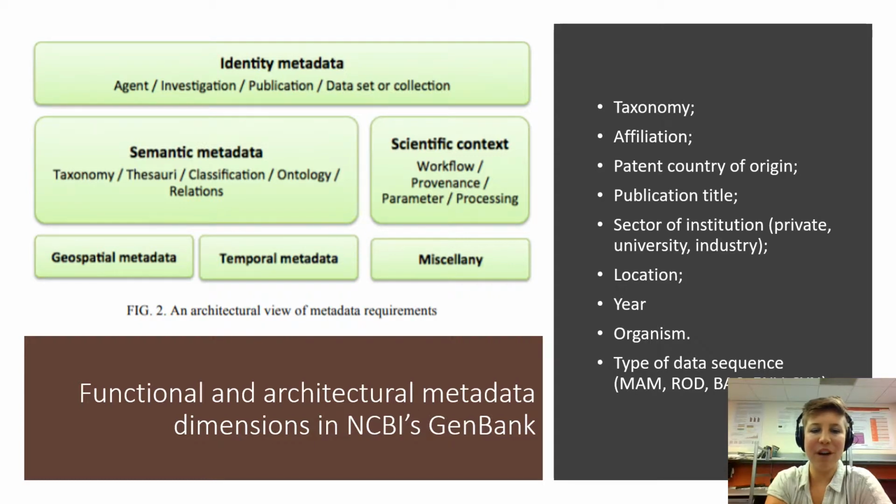So here are some functional and architectural metadata dimensions in NCBI's GenBank. All right, so first you can see there is identity metadata. Now, identity metadata, again, is authors, agents, publications. So what we have in NCBI are publication title, as well as the affiliation of the institution. These are types of identity metadata. Already we can see that we've covered at least a piece of the architecture of our big metadata. We've got the identity metadata.